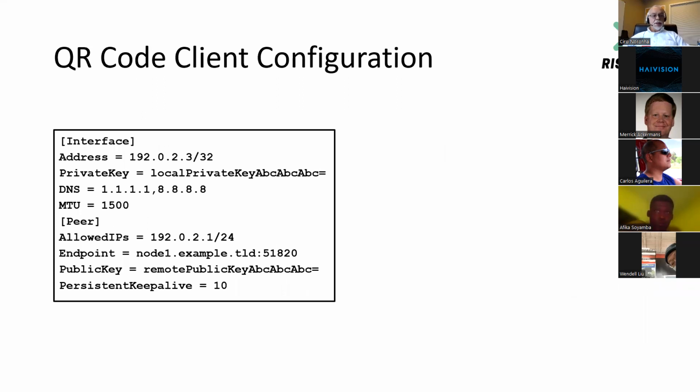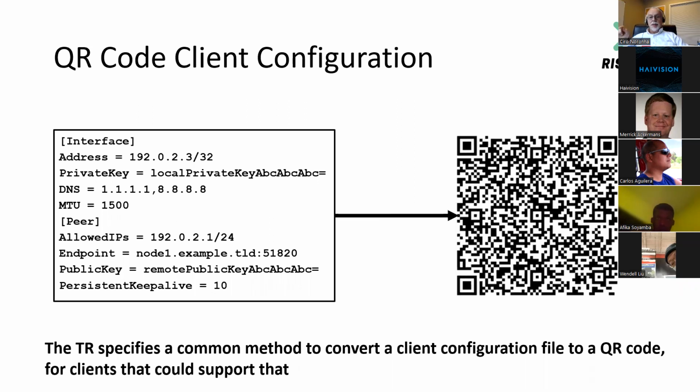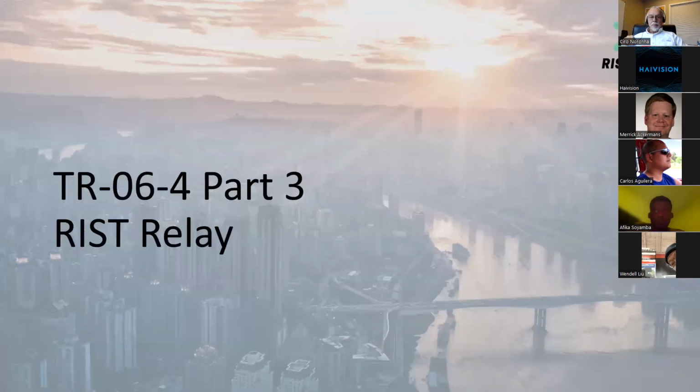Another cool thing about this is that the configuration file from the client is small enough that you can use a QR code for that. It fits in a QR code. So here's an example of a configuration file, and voila, you have a QR code. And that is in the TR, a method to convert the client configuration to a QR code for clients to support that. It has to be something that can read the QR code. It will be typically a cell phone, but I'm not allowed to say the word standardized, so we specify that.